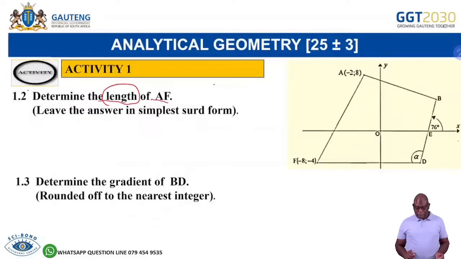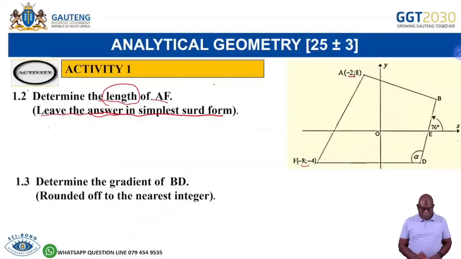So here, I have this point and that point for AF. So I need the distance of that line. So how am I going to get the distance between those 2 points? And you must always read what is there because it's very important. The last mark that we're going to give there will be for that instruction.